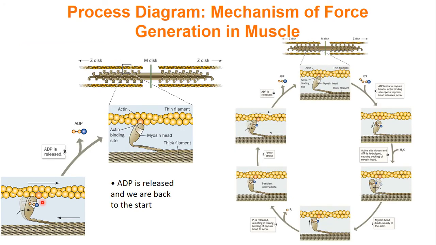And then after this power stroke, the ADP will release, and now we're back to where we started. So imagine that you have all these heads working in unison to move the actin filaments back and forth, right? And so that's how you get your muscle contractions.